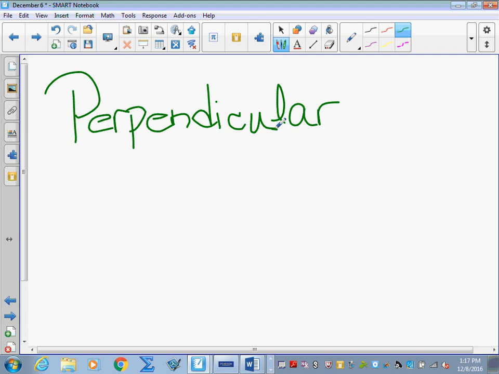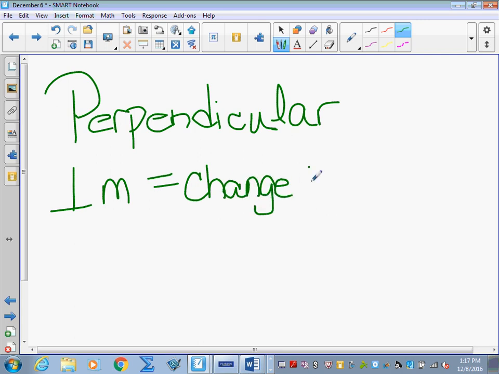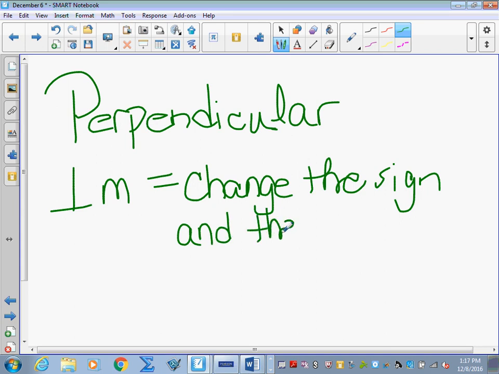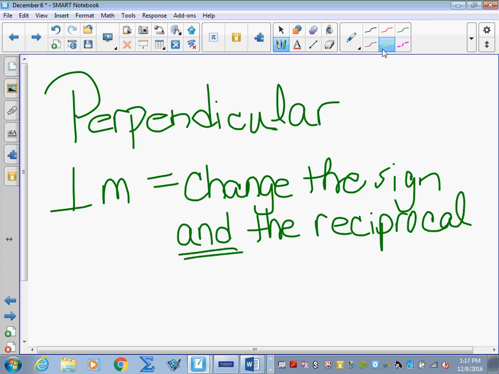All right, so for perpendicular slopes, I'm going to use the symbol for perpendicular and M for slope. To get a perpendicular slope, there are two things you have to do: change the sign and take the reciprocal. The reciprocal means you reverse the numerator and denominator. Let's just practice on that part for a second.